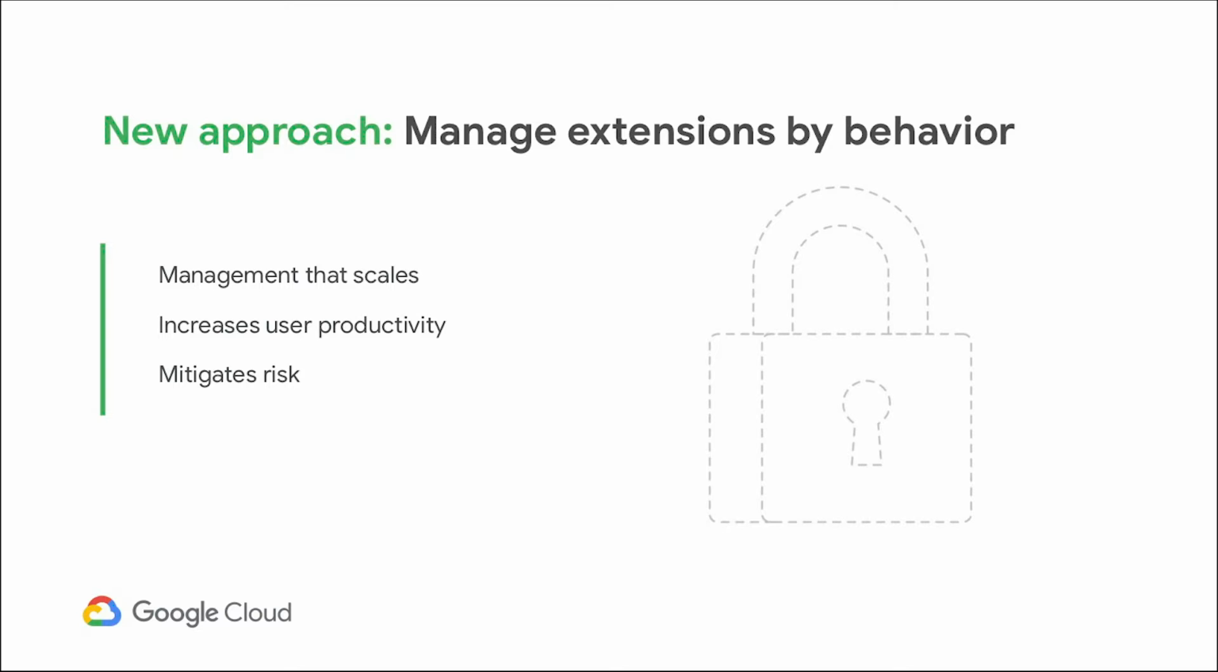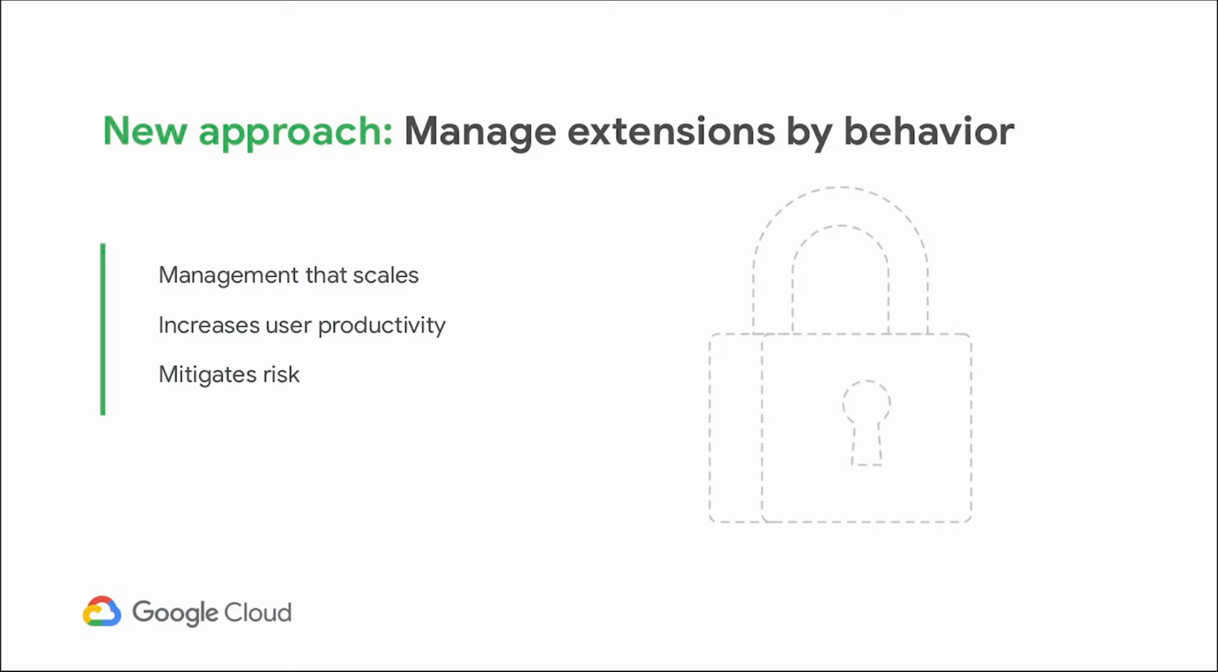So we have a new approach that Fletcher talked about earlier, this enhanced management capability. We needed something that scaled to fit those tens of thousands of extensions, that increased user productivity so they're not waiting on us to whitelist extensions, as well as mitigating the risk that came along with it. And we did this through the introduction of managed by permission and runtime host controls, which we'll talk about in a little bit.